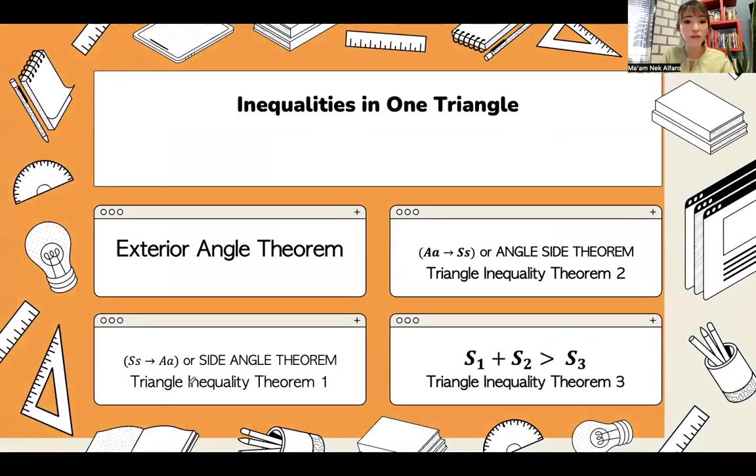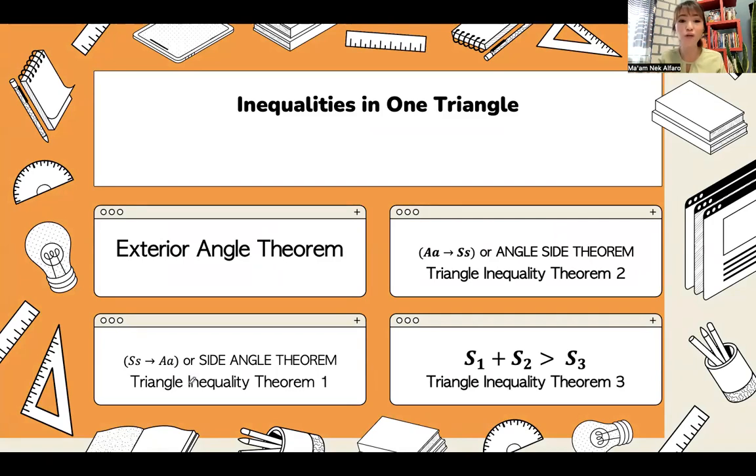Now let us have a recall on the inequalities of one triangle. Again, we have the first one, the exterior angle theorem. Second, we have the side angle theorem. Third, the angle side theorem. And the fourth one is S sub 1 plus S sub 2 is greater than S sub 3.